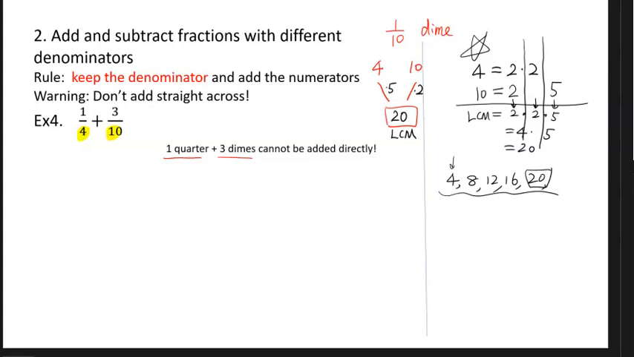Okay, so we found the common number 20. So this is the number we're going to turn both denominators to. So you want to turn 4 to 20. And you also want to turn 10 to 20. And how do we turn 4 to 20? Notice that we need to multiply by 5. That's going to give us 20. And for 10, we need to multiply by 2.